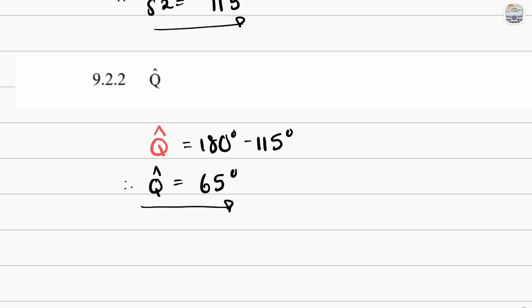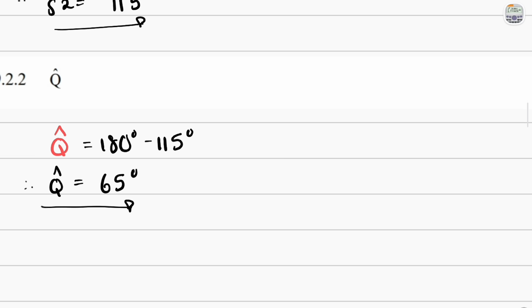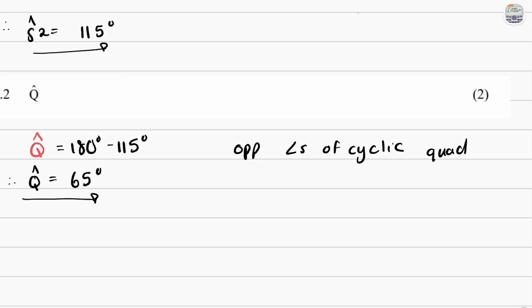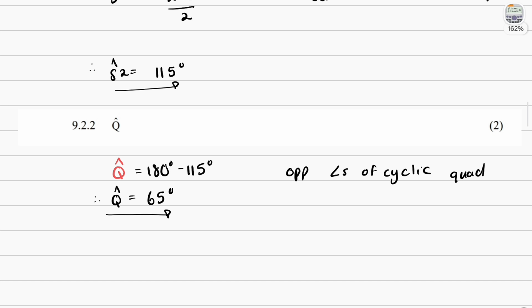So this is our answer. And then we should also put the reason: that was because the opposite angles of a cyclic quad add up to 180 degrees. And that is our answer. Moving on to the next question.